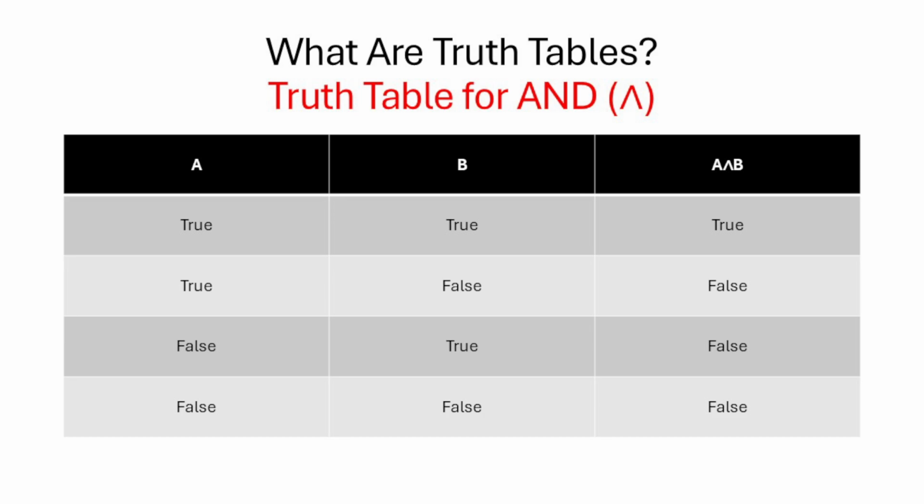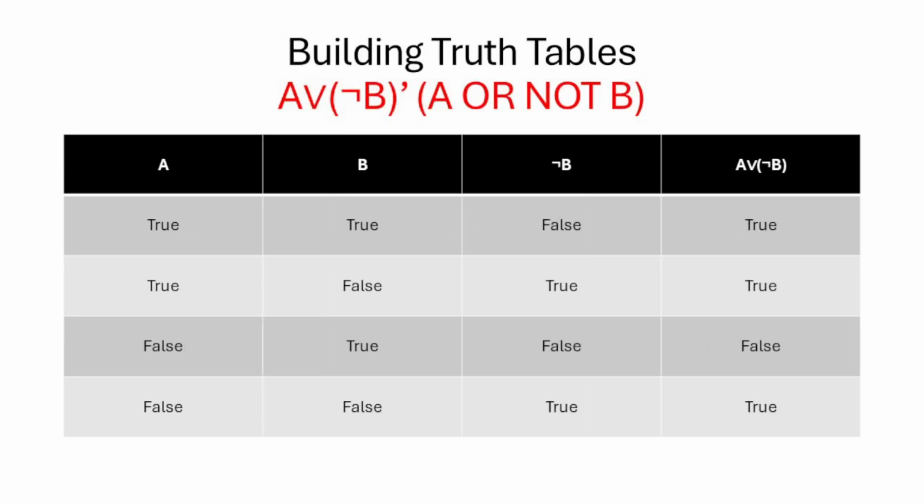So this table essentially tells us that A and B is only true when both A and B are true. So from here, let's try and make a table for a more complex statement. A or not B is our statement that we're evaluating.